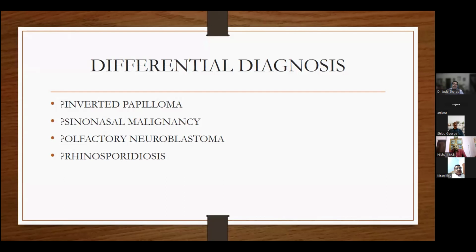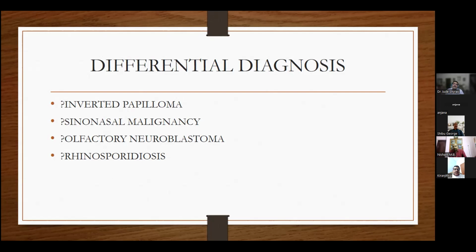What is a peculiar characteristic of inverted papilloma? It can be multifocal in the Schneiderian membrane. Anywhere it can be seen multifocal. Then we talked about coexisting malignancy, metachronous malignancy, and recurrence. Recurrence is an issue nowadays.